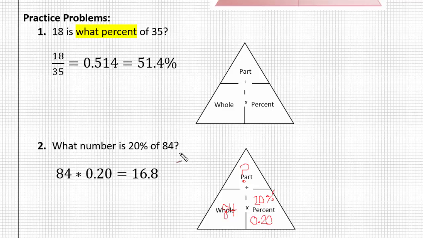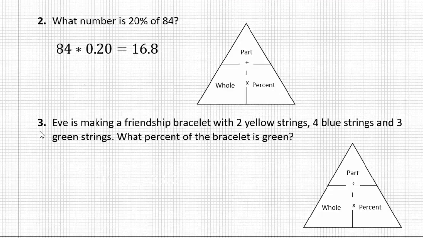Let's go ahead and try our last problem. Number 3. Eve is making a friendship bracelet with 2 yellow strings, 4 blue strings, and 3 green strings. What percent of the bracelet is green? So this one is going to ask us to do a little bit more calculations. But can you figure out how to set it up in our percent triangle? Go ahead and do so, and then let's check back to see if we would agree.